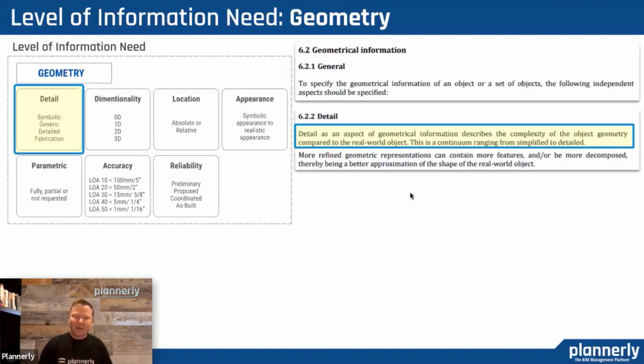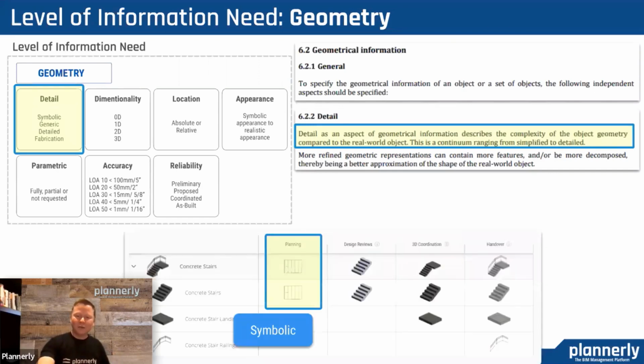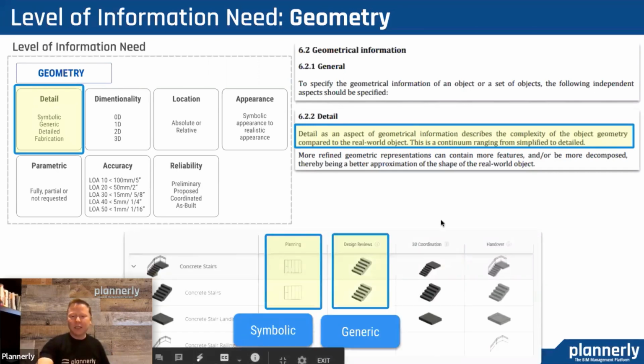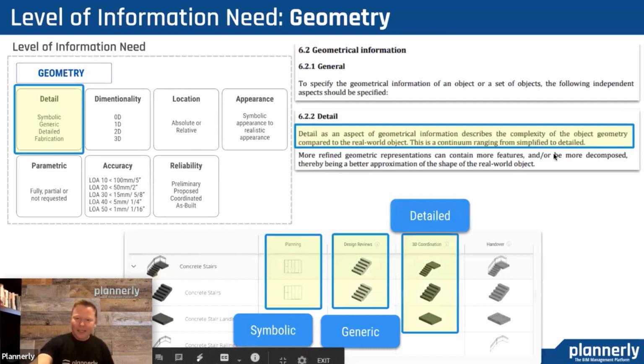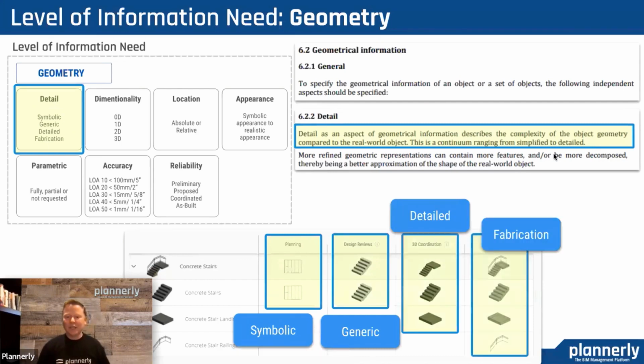Okay, so the first part is the geometry. The first step inside of that is to understand the detail. So what is it that we're looking for? Is it symbolic representation? Is it generic representation? Is it maybe detailed representation? Or is it fabrication level? Understanding exactly what the element sets are and how much detail is required will obviously start to define how much time we will spend, or how little time we will spend, as we are developing this information.